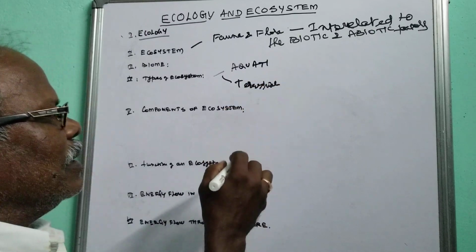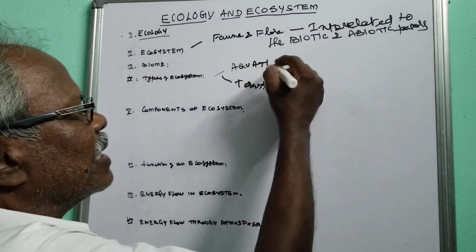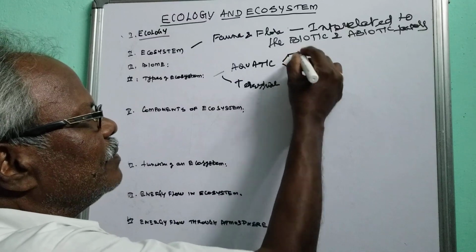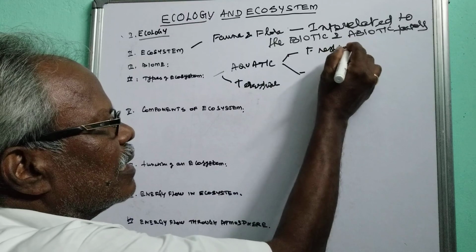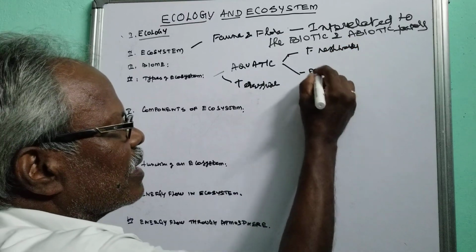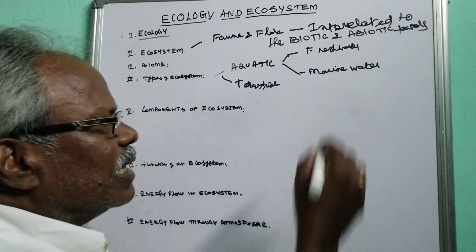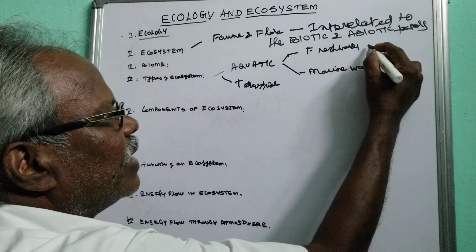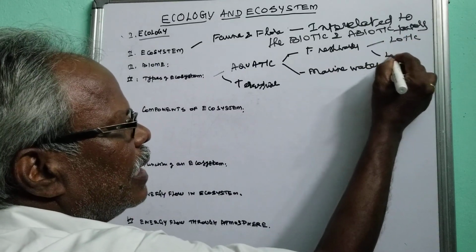Terrestrial means the plants or animals found on land. Aquatic means in water. The aquatic is again divided into freshwater and marine water. Marine water is salty and freshwater is free from salt. And in freshwater we are going to study about the lotic and lentic.